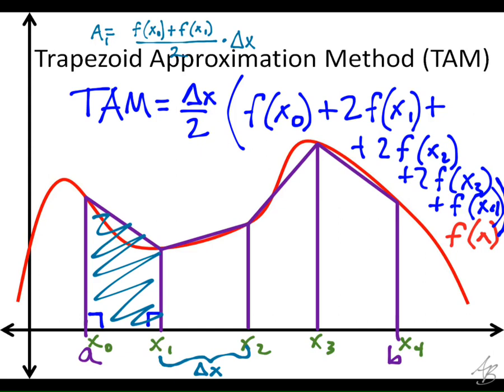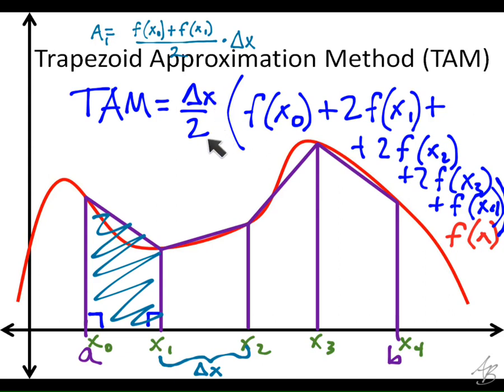Now, I want to show you something here. This is going to tie it back to the rectangles. What if I just did f of x sub 0 plus 1 of the x sub 1s, 1 of the x sub 2s, and 1 of the x sub 3s? What would that be? If I just use one each of the middle ones and then the left one, and I multiply that by delta x, what am I really doing? That's the left rectangles, right? If I use one of each of the middle ones and the right endpoint and multiply it by delta x, what am I doing? The right rectangles. So if I add LRAM and RRAM together, I get this with the delta x out front.